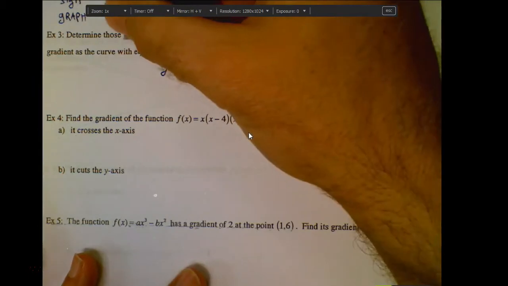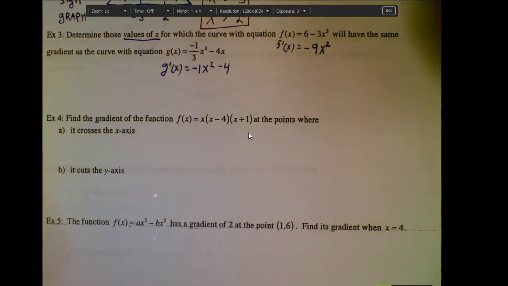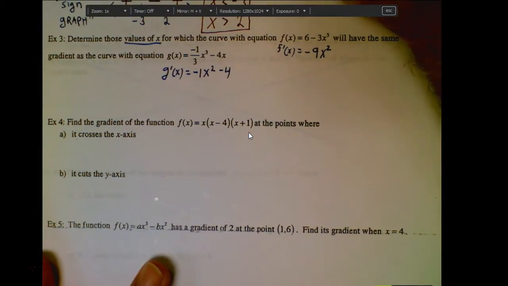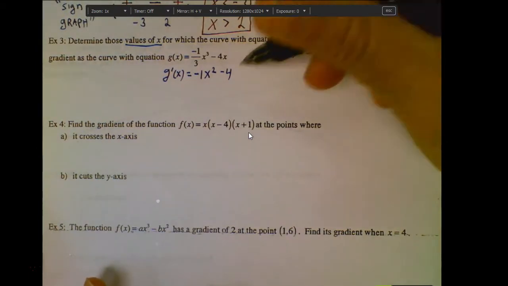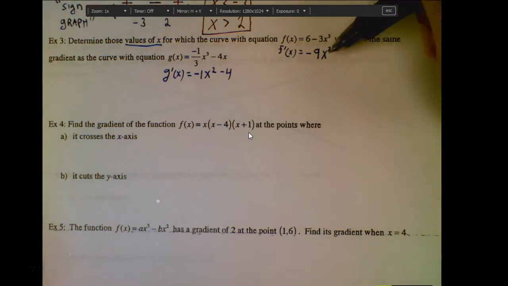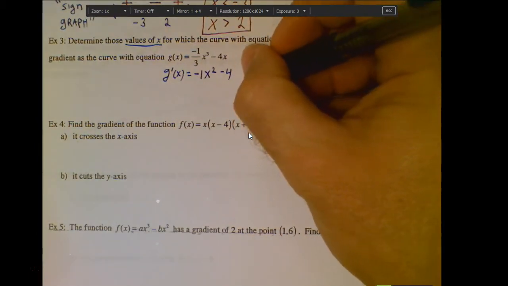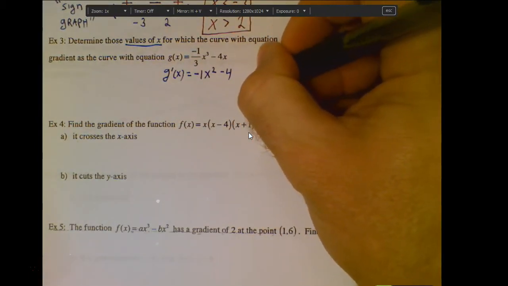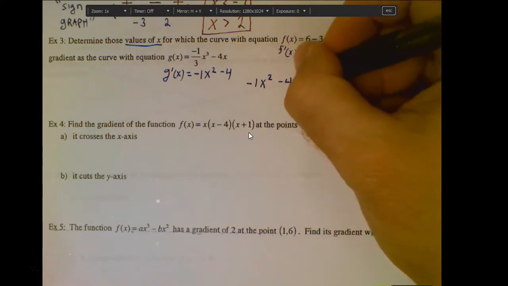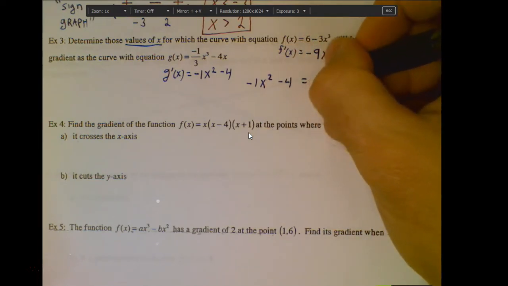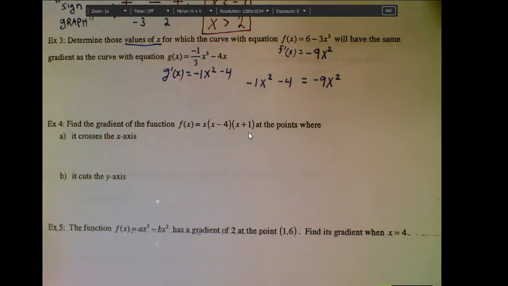And this one just says x value, so I don't need ordered pairs here. I just need x's. So simply, if they have the same gradient, that means they have the same derivative. So I'm going to set my two derivatives equal to each other and solve that equation for x.